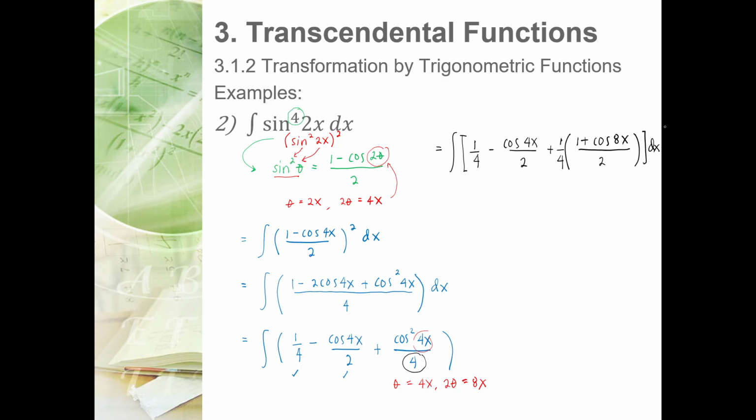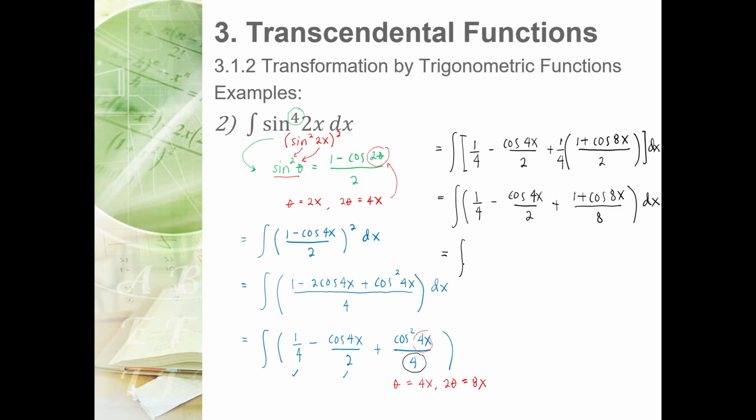And then dx. Okay, by expanding it even further, so we now have 1/4 and then minus cosine 4x over 2, and then multiply 1/4 inside the parentheses. That would be plus 1 plus cosine 8x all over 8, and then dx. So the third term can be separated into two fractions.